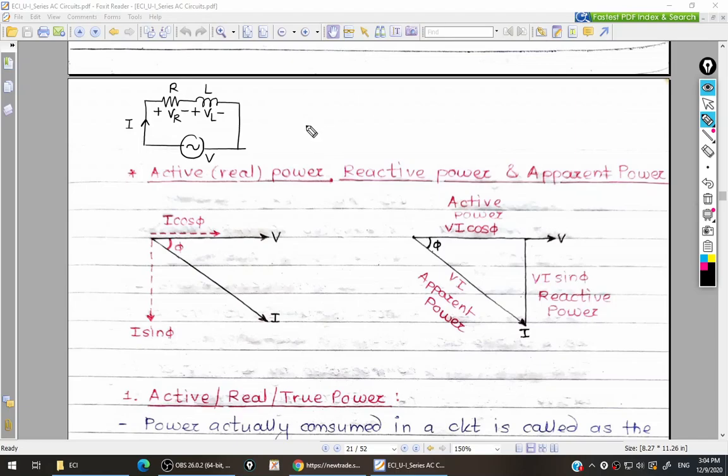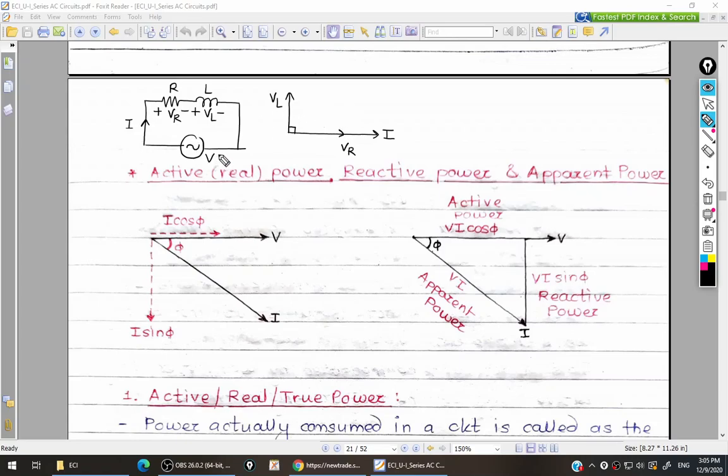Now suppose I draw the phasor diagram for this, how will it look? Current is common to resistor as well as inductor, so the common quantity is always taken on the x-axis. We know that for a resistive circuit, voltage and current are in phase, so VR and I are in phase. Whereas for VL, you know that in an inductive circuit voltage is leading, so VL will be on the positive y-axis, so the phase difference between voltage and current will be 90 degrees.